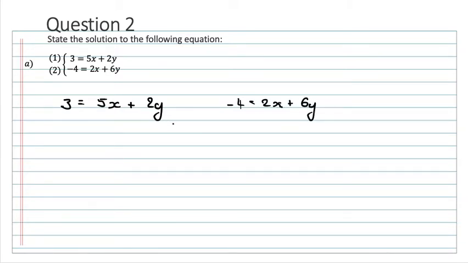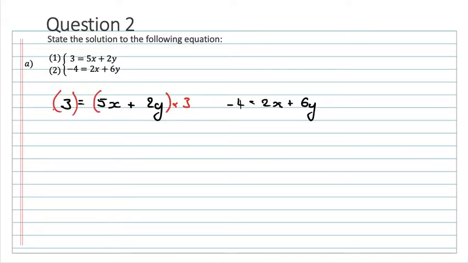What I need to do is either make this 5x and this 2x equal the same thing, or make this 2y and this 6y equal the same thing, as in I need them to have the same coefficient so I can cancel them out when I eliminate one of them. So what I can do in this case is multiply. I'll multiply this left equation, or equation 1, by 3.